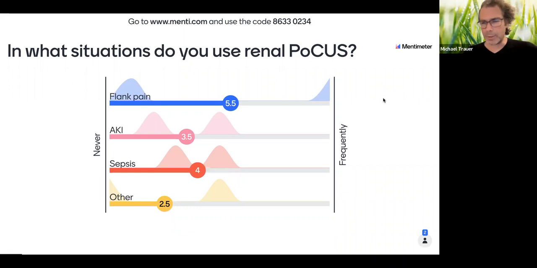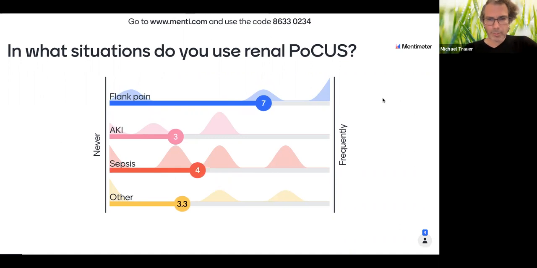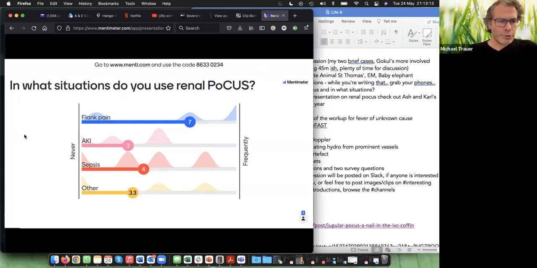Let me know if any of you are having trouble logging in. Tim, all of the above, cool. Okay, so the most common indication seems to be flank pain, followed by sepsis, and then AKI. Would anyone like to comment on the other? What other indications do you use it for? Feel free just to unmute yourself and call out. Perhaps hematuria, I guess, could be another potential indication.